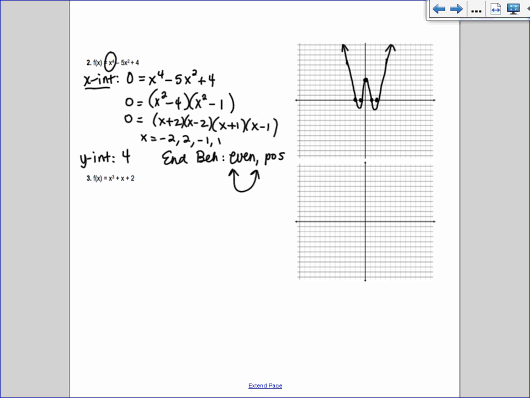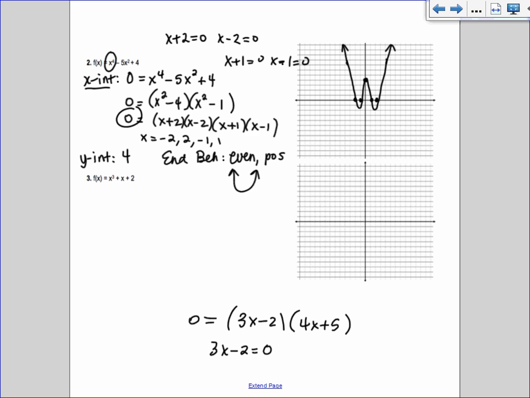Yes? How do you know to do that plus 2, plus 1? Because we set each one equal to 0. It's like saying x plus 2 equals 0, x minus 2 equals 0, x plus 1 equals 0, and x minus 1 equals 0. Because it's factored, we set each piece equal to 0. It's like when you factor an equation, like let's say you have 3x minus 2, 4x plus 5 equals 0. We usually write a step in between where we set each piece equal to 0, and we solve them. That's what we're doing. When they're really easy to see, like this is negative 2, this will be 2.